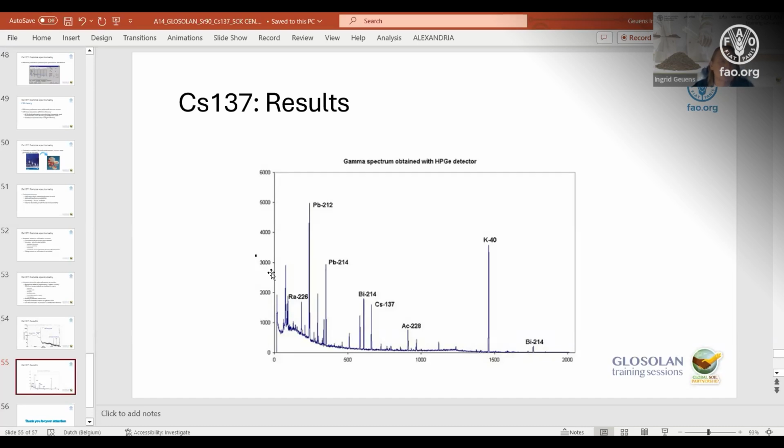But as you can see, there are very discrete lines. There are also some peaks in between, but you really can do a nice calibration curve with some sources to really determine quantitative results for cesium-137. And we will show that also in the lab, how to do the calibration and how to interpret these spectra.